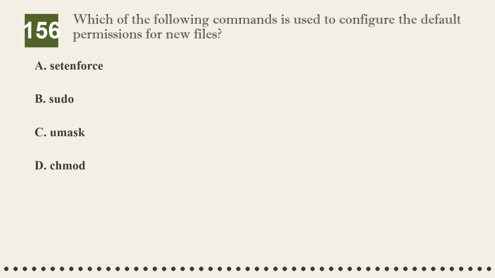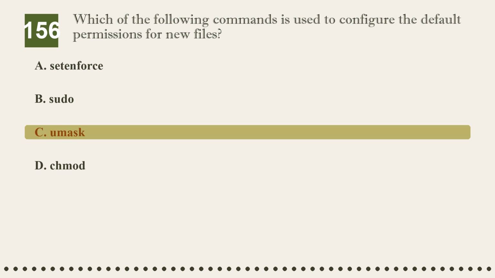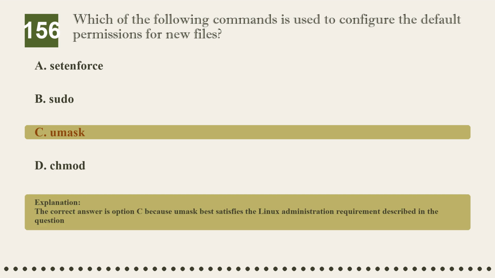Question 156. Which of the following commands is used to configure the default permissions for new files? Option A, setenforce. Option B, sudo. Option C, umask. Option D, chmod. The correct answer is option C because umask best satisfies the Linux administration requirement described in the question.